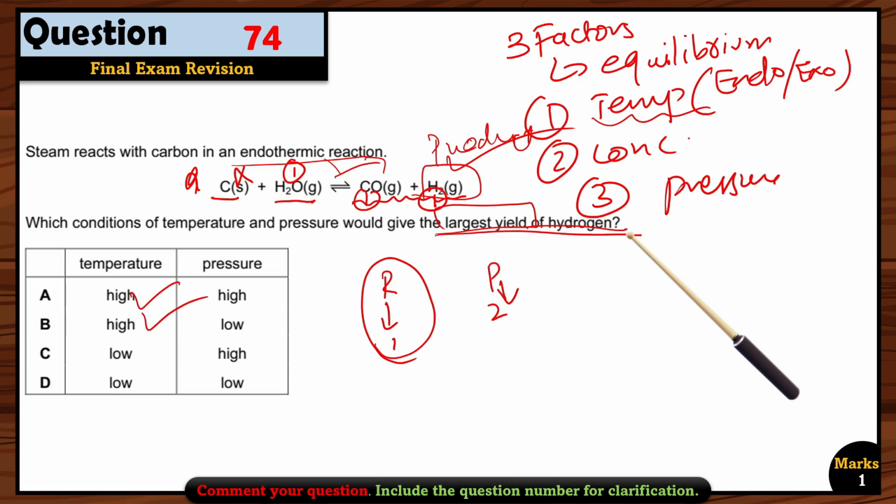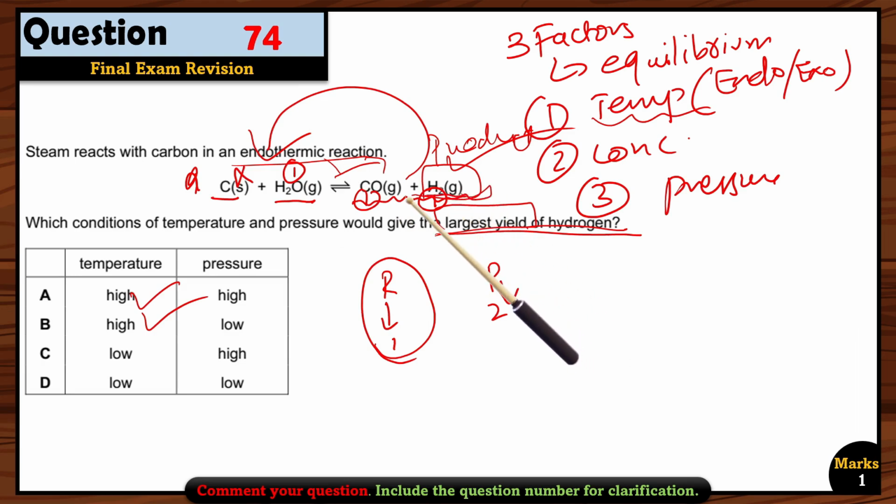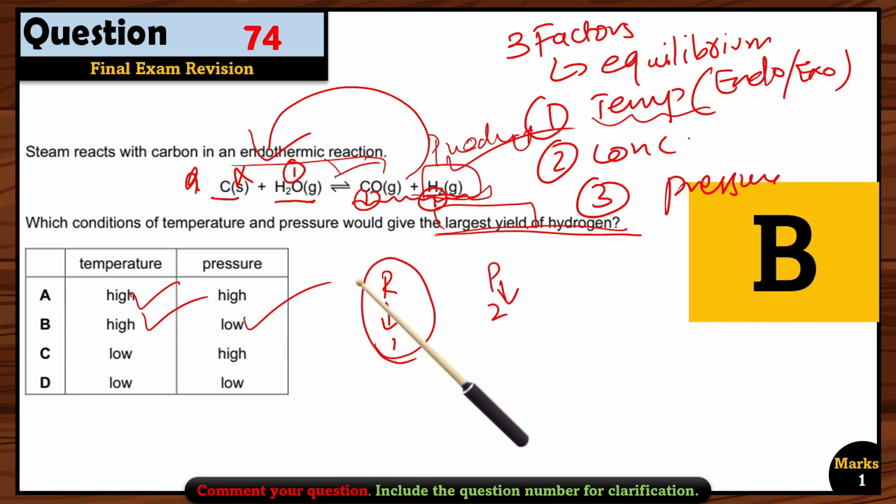So it means you cannot increase the pressure, because if you increase the pressure, the equilibrium will shift towards the left side. Okay, so what will be the conditions now? You have to lower the pressure so that it doesn't move towards the left side, and you just get more product, that is H2. So lowering the pressure will help to get you the largest yield of hydrogen. So option B is the right option.